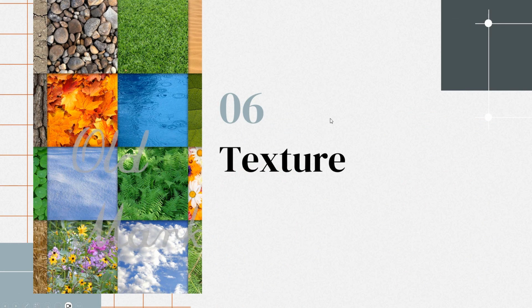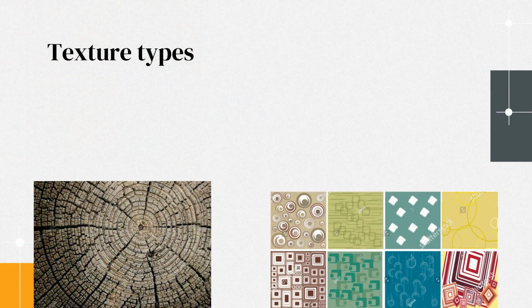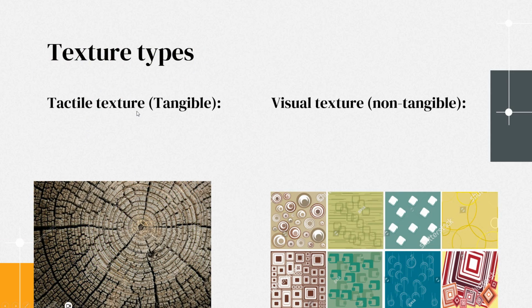Now we are going to talk about texture, an element of design. So it's one of the design elements. Texture is the look and feel of the surface. So how does the surface look and also how it feels. We've got two types of texture: tactile texture, which is tangible, and visual texture, which is non-tangible.